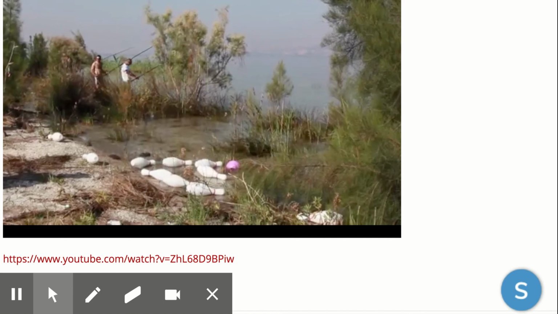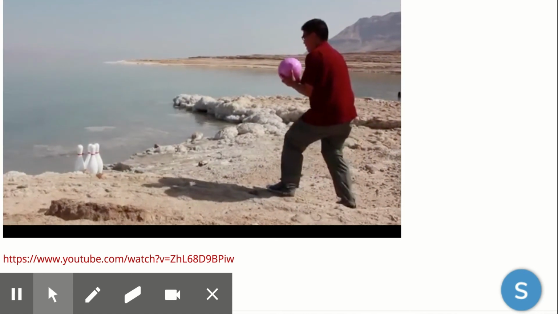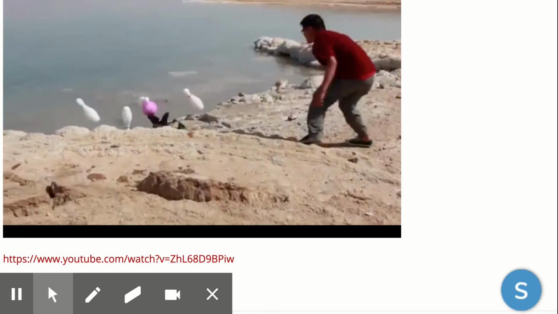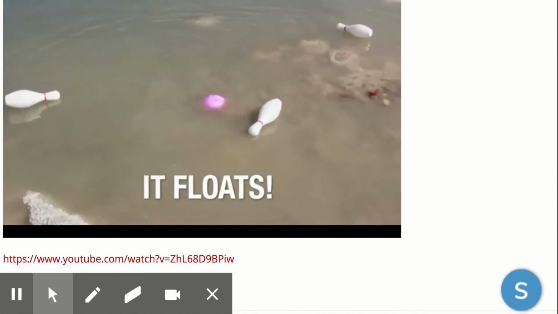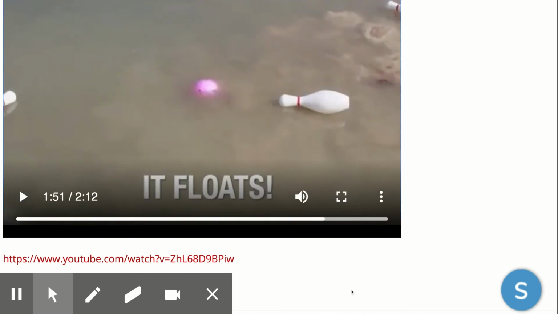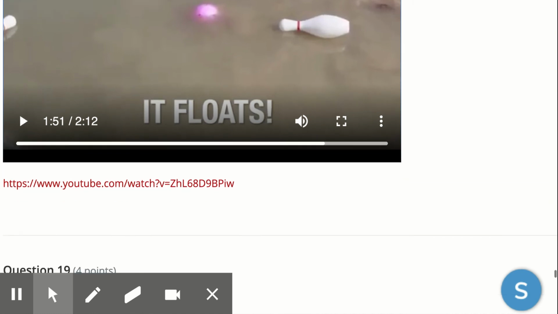Well, you've got a little history here. Has anyone ever tried to do this before, to see if it will float in the Dead Sea? Not as far as I know. Never with a bowling ball. It floats. Totally floats. So that means there's enough buoyant force because of that additional salt, the density, that the water is more dense than the bowling ball, forcing it almost up to the top.